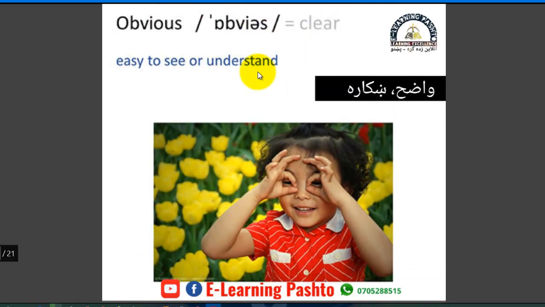Next is obvious. Obvious معنا واضح، ښکاره یا څرګند، هغه چې د لیدو وړ وي. Easy to see or understand، وایي هغه څه چې په اسانۍ سره لیدل او پوهېدل کېدی شي هغې د obvious ویل کېږي. It's obvious that you've told me a lie، ښکاره ده چې دروغ دی ویلي. I can understand from your expression.